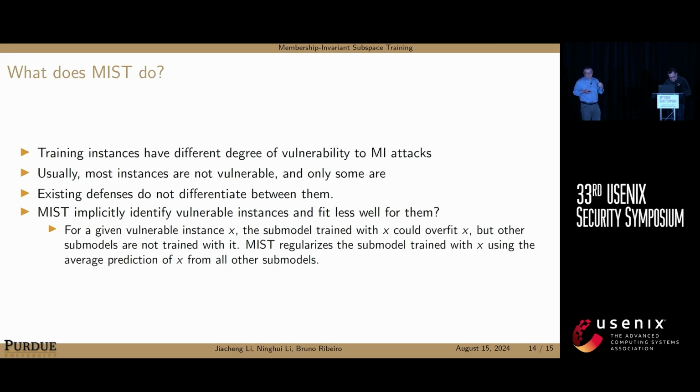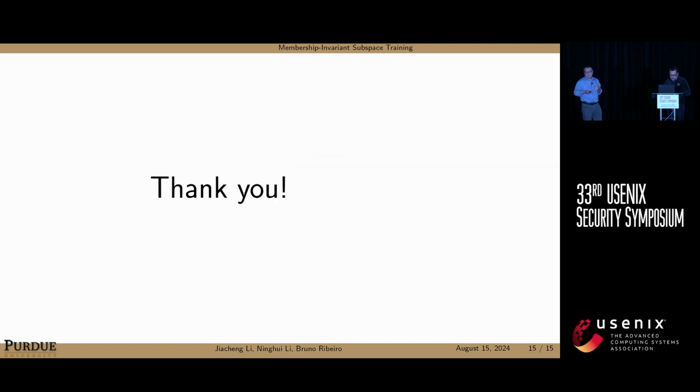What MIST is implicitly trying to do is identify the vulnerable instances, because for the instances that are vulnerable, that stand out, the regularization step will make it less fitting to those instances. So then we only suffer the training loss, the accuracy loss, for the vulnerable instances. Therefore, the overall accuracy loss is less. That's, in my current understanding, what this training method does. So thank you, and I'm happy to take any questions.